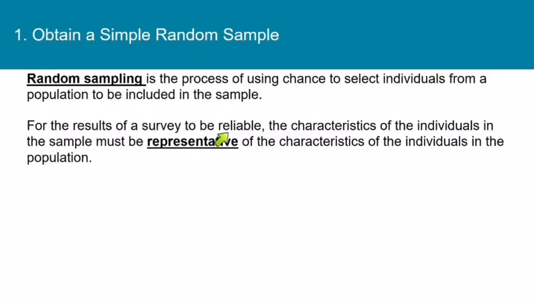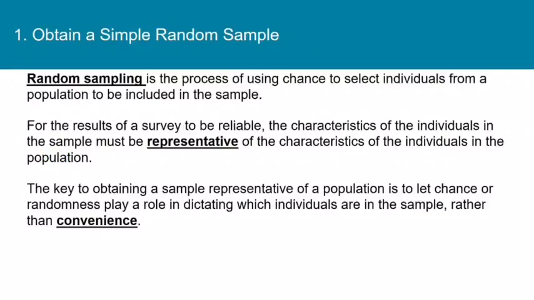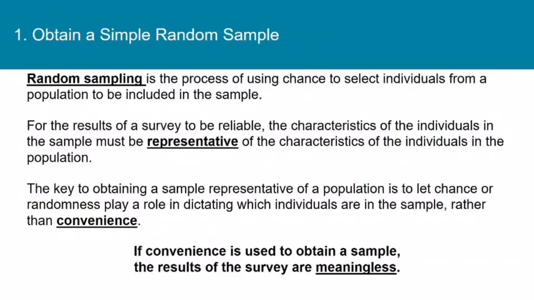Now, for the results of a survey to be reliable, the characteristics of the individuals in the sample must be representative of the characteristics of the individuals in the population. So that's what I was saying before. Our goal is always to try to get our sample to be as much like the population as possible. The key to obtaining a sample that's representative of a population is to let chance or randomness play a role in dictating which individuals are in the sample, rather than convenience. We're going to see later in the next section that a convenience sample is never a good thing. If convenience is used to obtain a sample, then the results of the survey are meaningless.